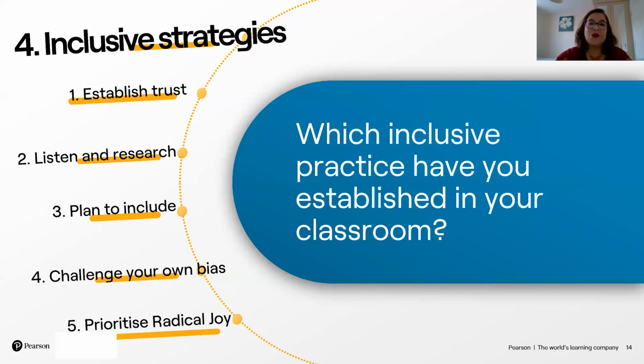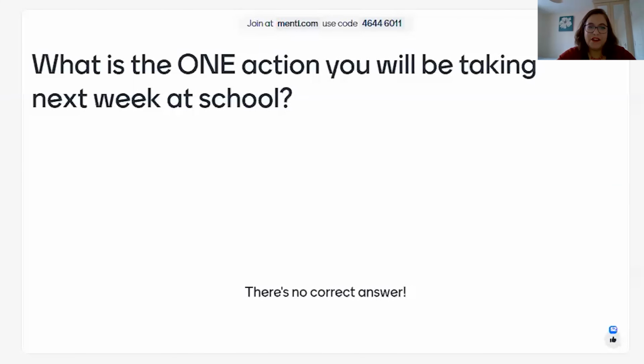Plan to include, so organize your sessions in a way that you have a space for everyone in your classroom. Make sure your PowerPoint, your materials, your instructions are very clear and clearly communicated to your students, so that they can follow your pace. Challenge your own biases, just as we just discussed, and prioritize radical joy. Bring happiness to your classroom as much as possible, because joy is radical. What will be the first action you will be taking away with you?